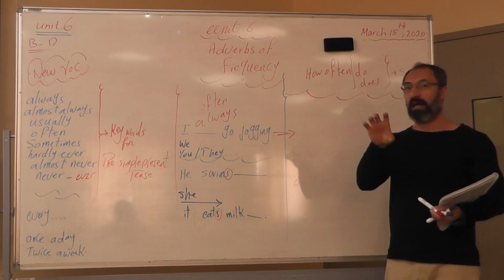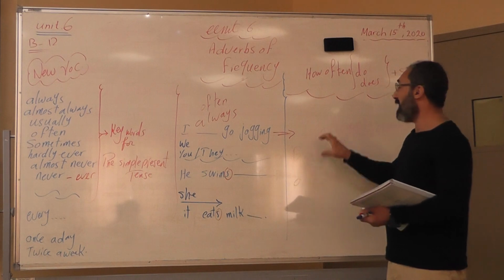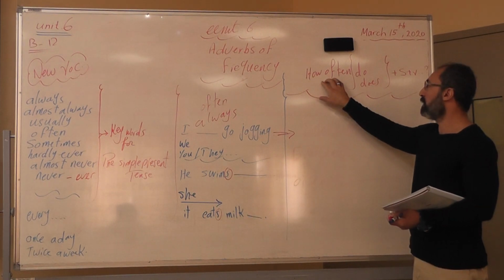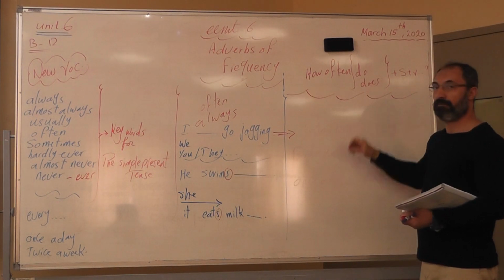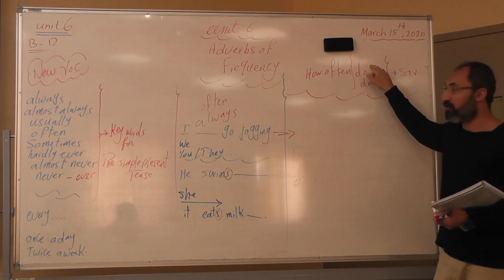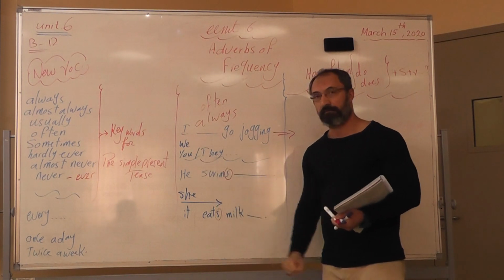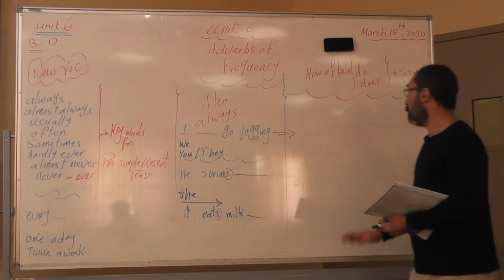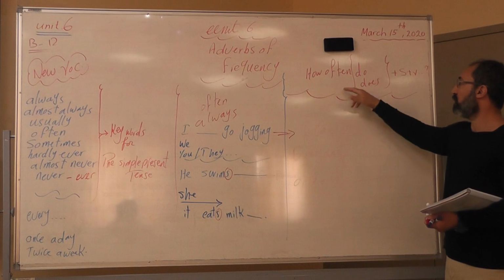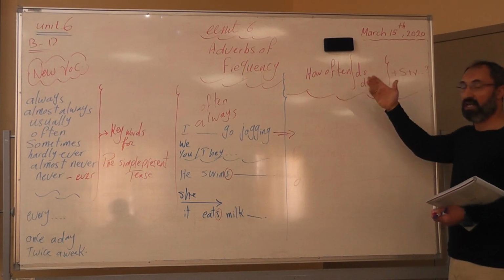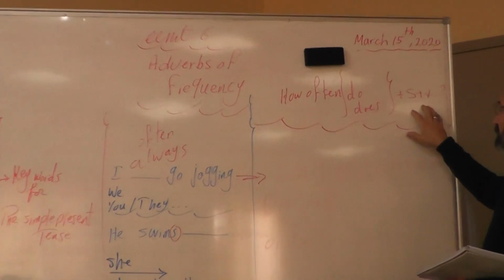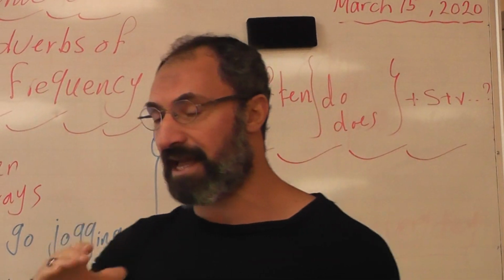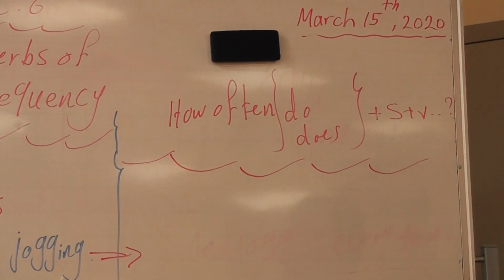So how often is used for what? Asking about the number of times that you do something. How often should be followed with do or does. Let me remind you, do if I have a plural subject such as I, we, you, they, and does if I have a singular subject such as he, she, or it. What comes next? How often, do or does, plus the subject, plus the verb. Then we write the rest of the question. Let's have an example here for some more explanation.